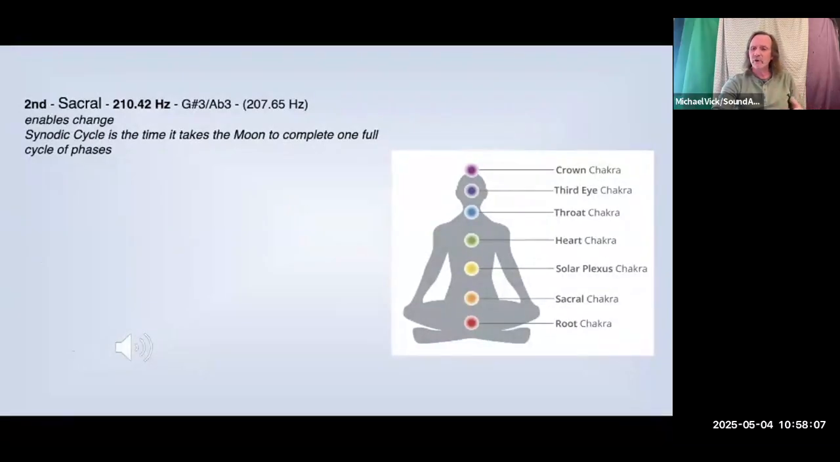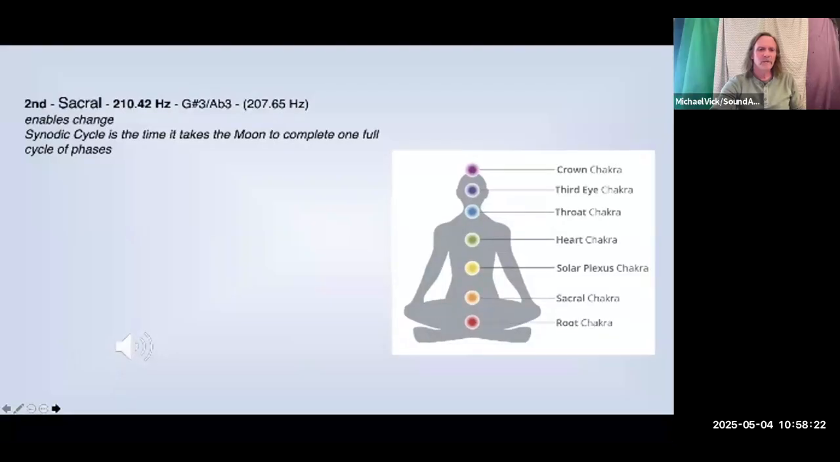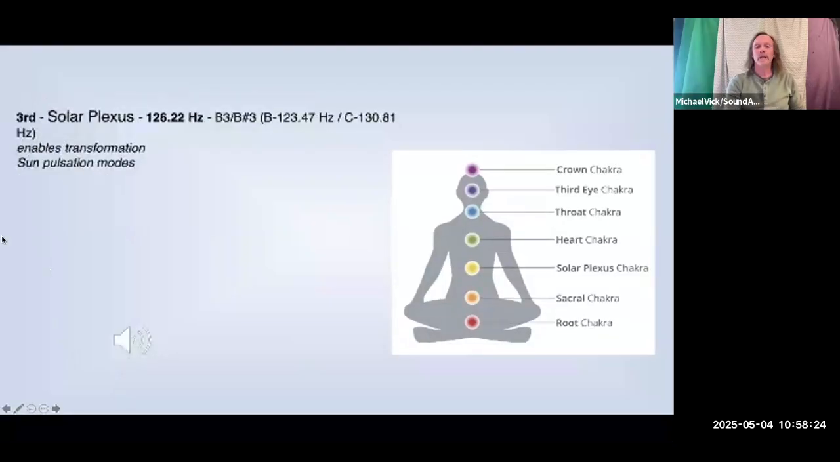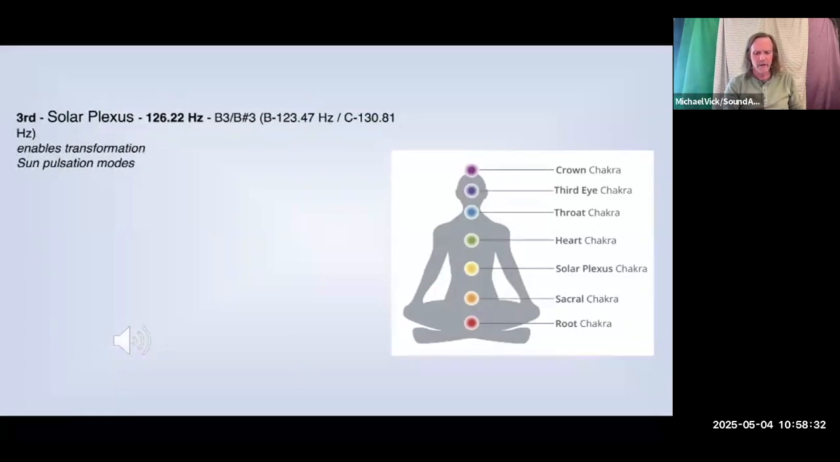I know a lot of us have pretty good ears, and if you can kind of remember the first group with this group, you start to hear that there is a relationship, a clear one, between them. So I'm going to switch to the third, the solar plexus, as they refer to it on this one. And this enables transformation, but what it's also doing is working with the sun's pulsation.